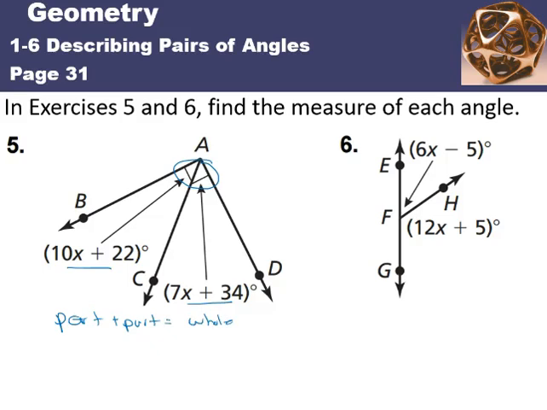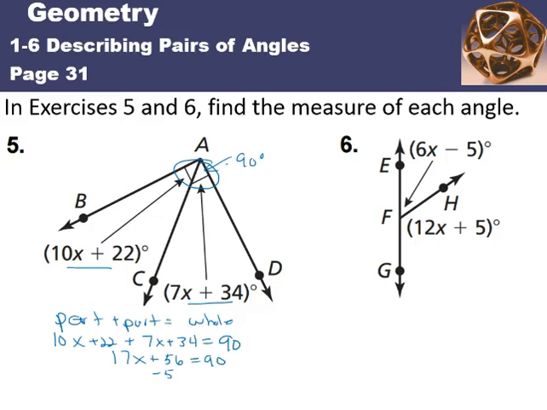So the two parts are 10x plus 22 and 7x plus 34. And that equals the whole, which we don't know. Oh, we do know, which is 90. So that drawing right there tells us it's 90. Okay, now I'm going to combine like terms. So it's 10x plus 7x, 17x, and 22 plus 34 is 56. And then that equals 90.